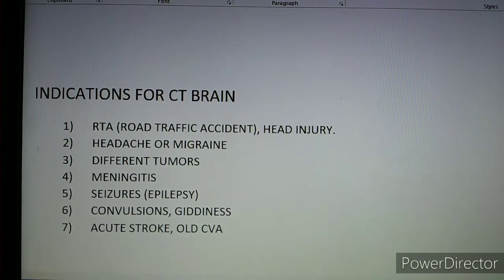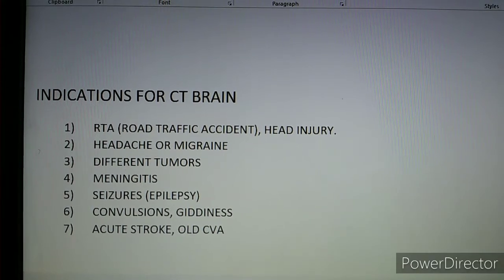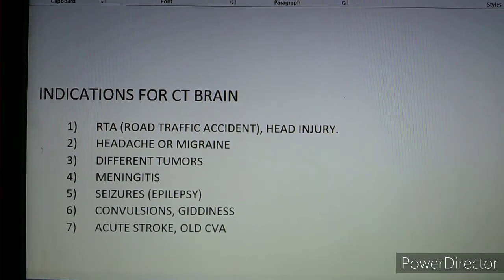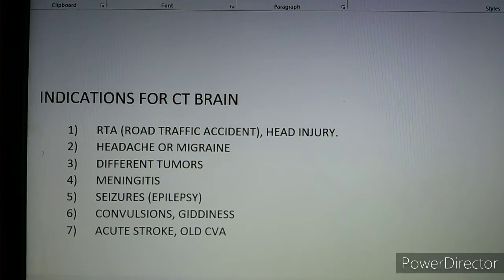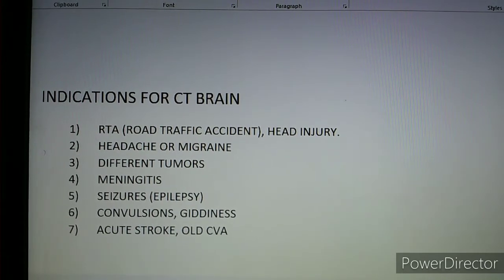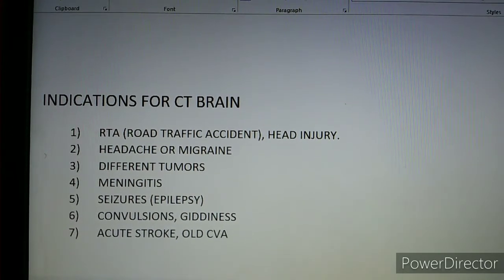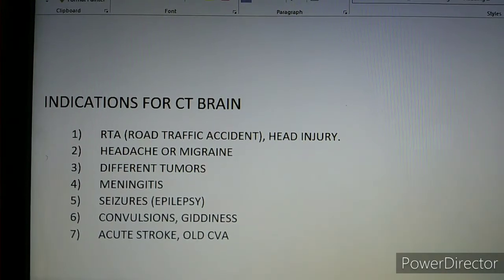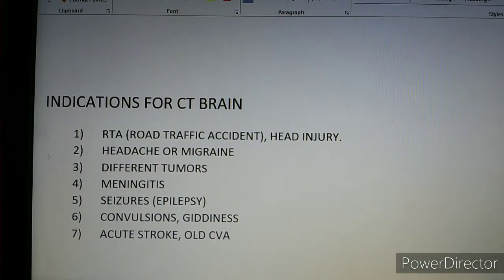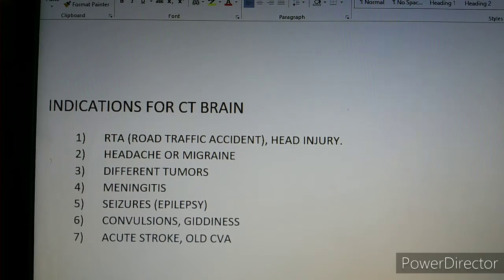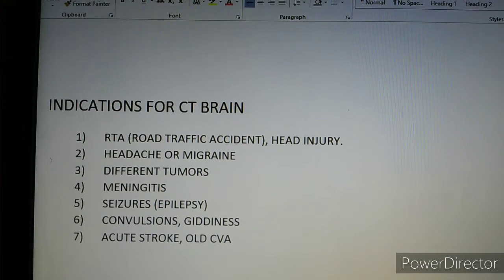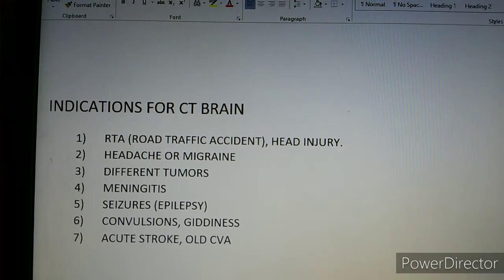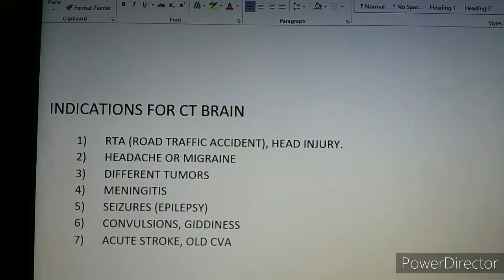First is road traffic accident, which can cause head injury. Then headache, it could be migraine. Then different tumors, there are different types of tumors for which we have to give contrast. Then meningitis, seizures, epilepsy, then convulsions, giddiness, and acute versus old CVA, old stroke.